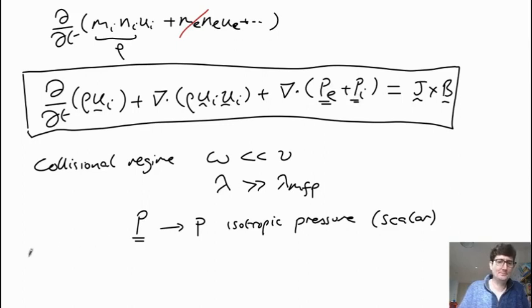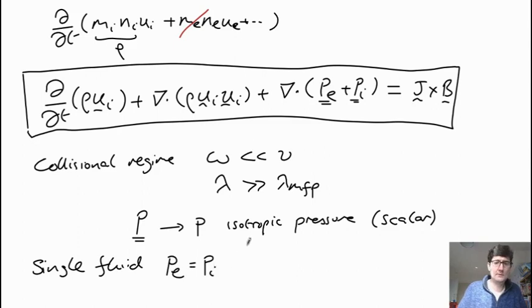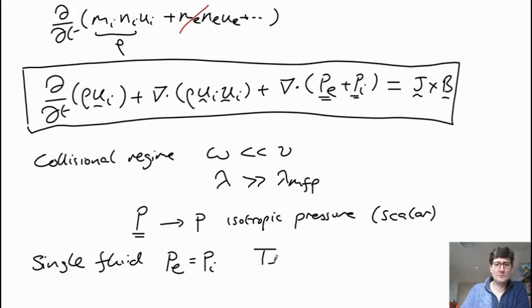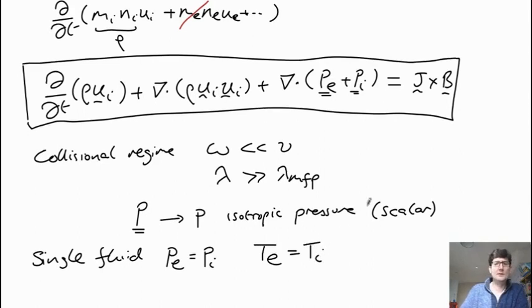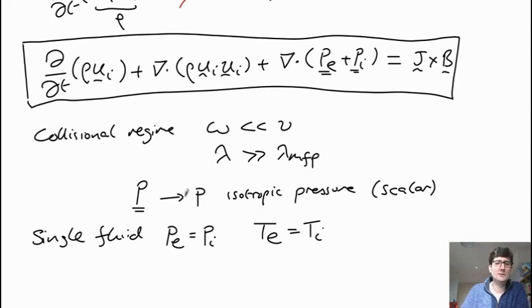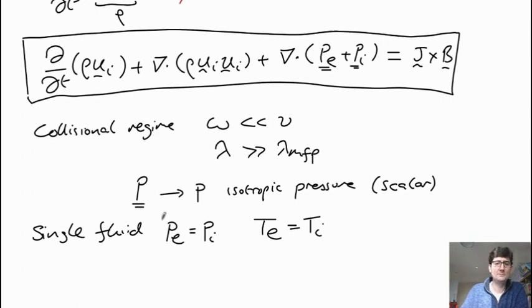For a single fluid MHD, we assume that the electron pressure and the ion pressure are equal. So for a single fluid, we set that P_e is equal to P_i. And this is only true if the electron and ion temperatures are the same, so T_e is equal to T_i. And there's a time scale for electrons and ions to collide and exchange energy, and that time is longer than is needed for this collisional regime approximation.